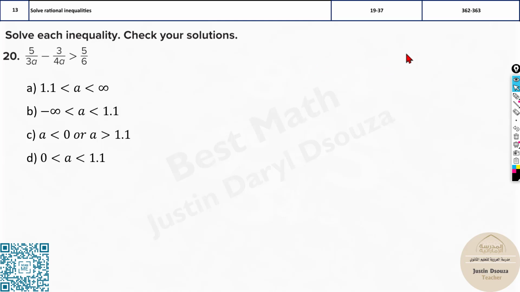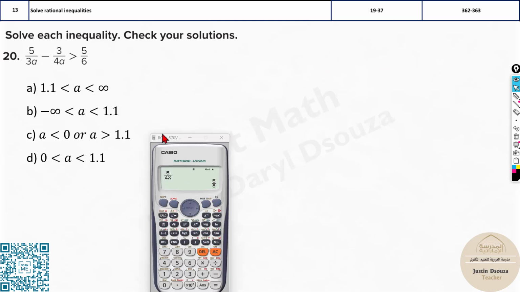You can test it by using your calculator. All you need to do is type this out. First, let me choose the left side. It will be 5 by 3x minus 3 by 4x. A is written as x over here. Now let me calculate at all the values. What are the values here? Now, don't just take these ranges. You should choose a test value.